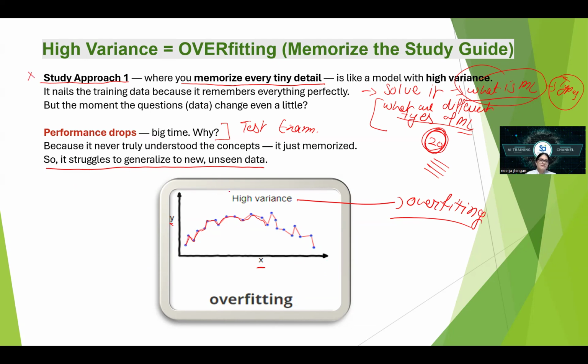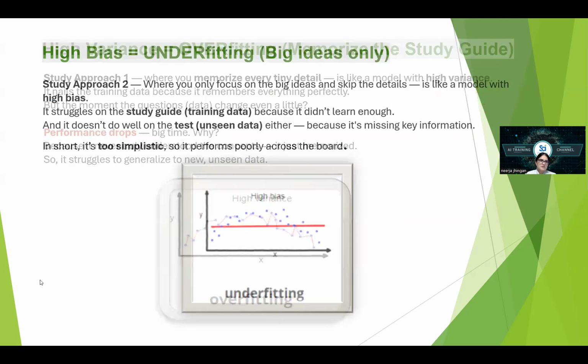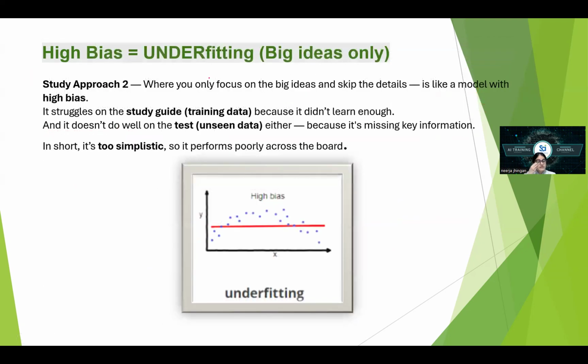Okay, so now I will give you another example about high bias. So what is high bias? Look at this. This is underfitting. In this case, Alice is now following study approach two. What is Alice doing now? Previously, she was cramming each question and answer in detail. But here, she only focuses on the big ideas and skips the details. She only understands what is machine learning, but does not try to understand the different types of machine learning, which is actually written over there. So it is like a model with high bias.